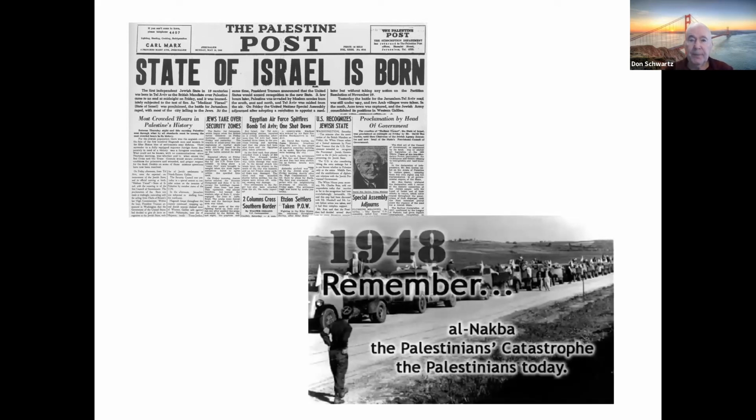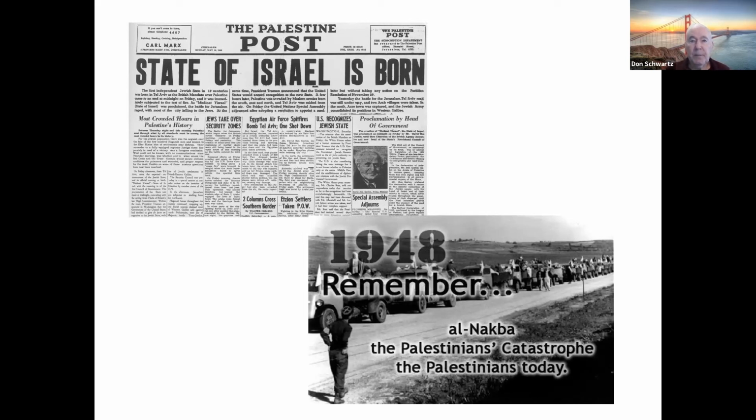Israel's Declaration of Independence was celebrated by Jews around the world, as it represented a return to the land of their ancestors after 2,000 years of exile. But it was seen as a disaster in the Arab world, and particularly by Palestinians, who referred to the creation of Israel as al-Nakba, the catastrophe.